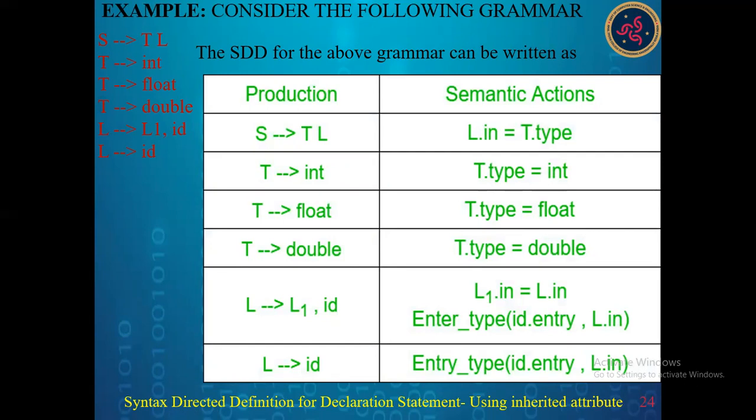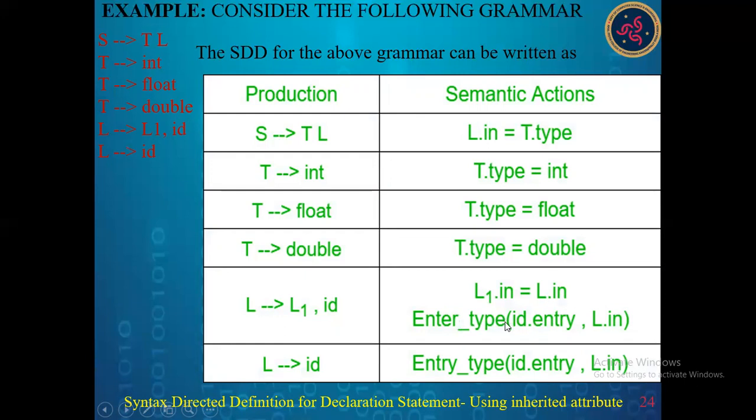Again, next one is I am having a production, that is L gives L1 comma ID. So L1 is nothing, the same L itself. In order to differentiate the left hand side L and the right hand side L, I am simply giving a 1 here. Okay, so here this L1 dot in is an inherited attribute. Why is it an inherited attribute? When we create the syntax tree or the parse tree, we can see why it is called inherited. So here L1 dot in will get the value from L dot in.